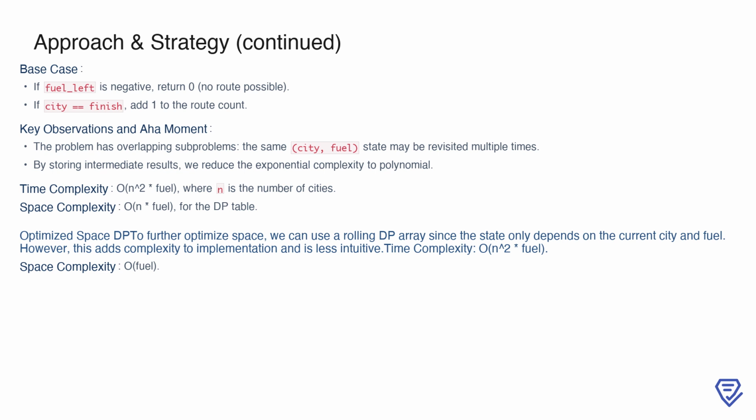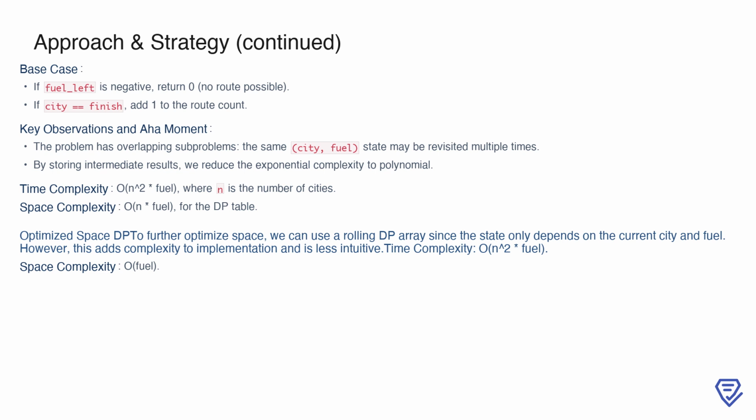The state transition involves exploring all possible moves from the current city to other cities where the fuel cost is within the available fuel. For each valid move, we recursively update the route count and store the result in a DP table. The base cases are straightforward. If the fuel left becomes negative, no route is possible, so we return 0, and if we are already at the finished city, we add 1 to the route count.